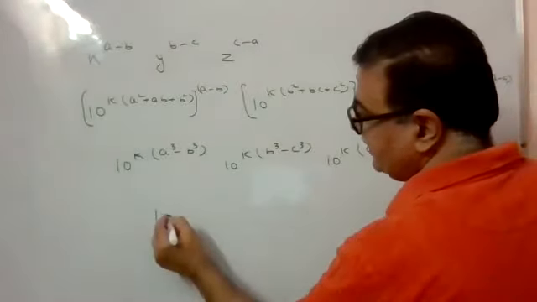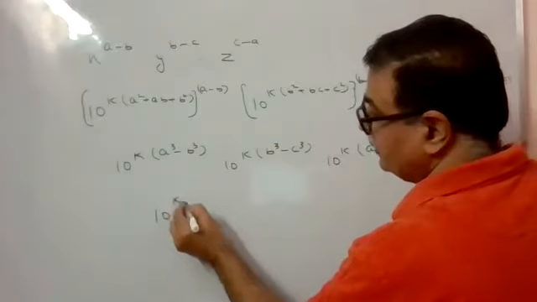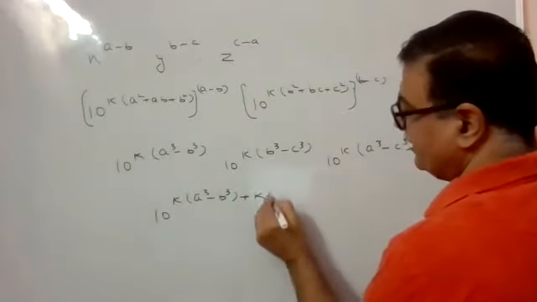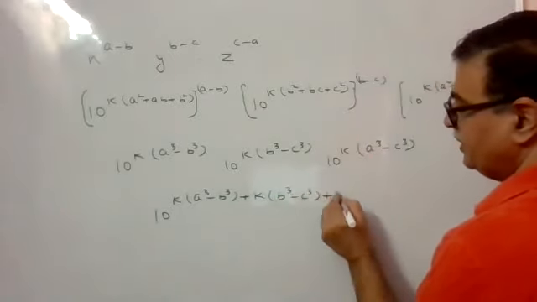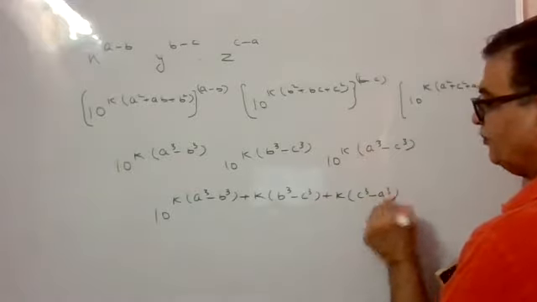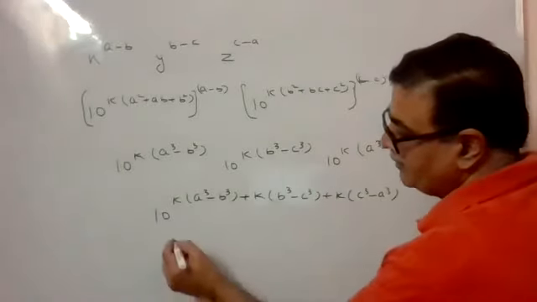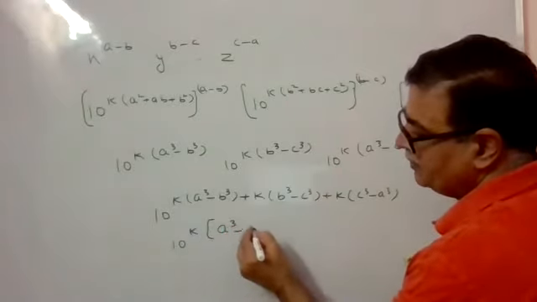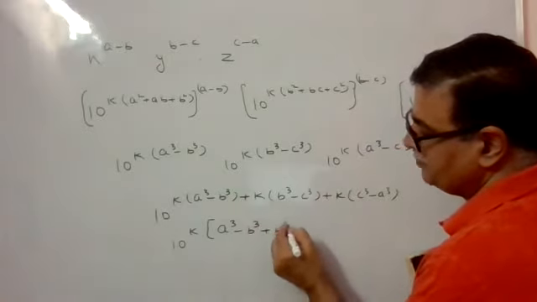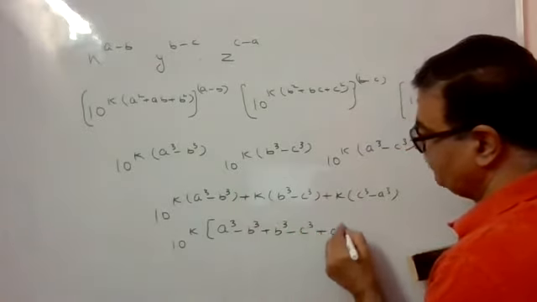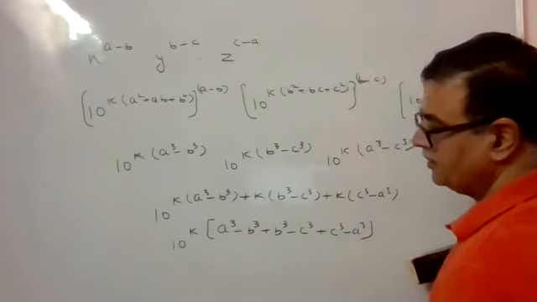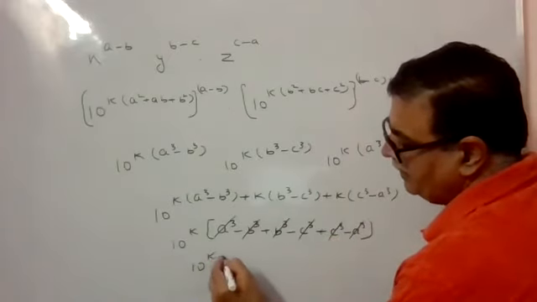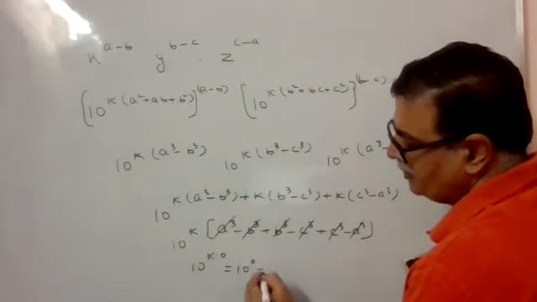And then the base is the same, so the powers must be added. So it will come k times a cube minus b cube plus k times b cube minus c cube and k times c cube minus a cube. Then we write 10 power k as common. What is left? a cube minus b cube plus b cube minus c cube plus c cube minus a cube. And all the terms get cancelled out. 10 power k into 0, so 10 power 0 will come out to be 1.